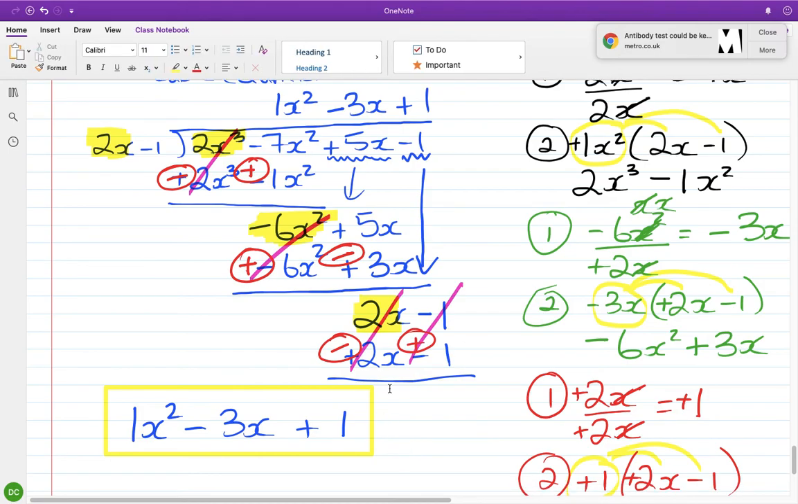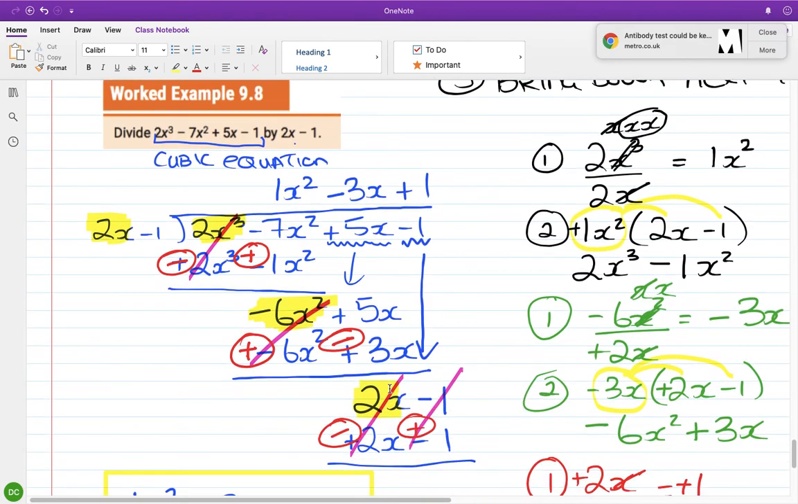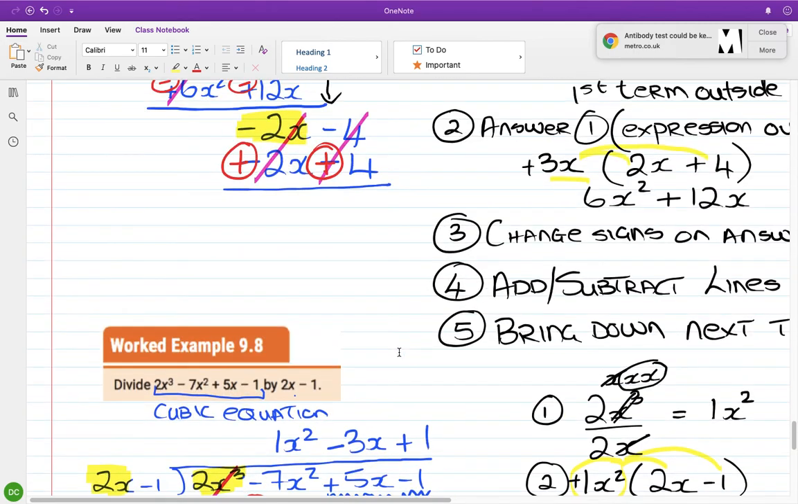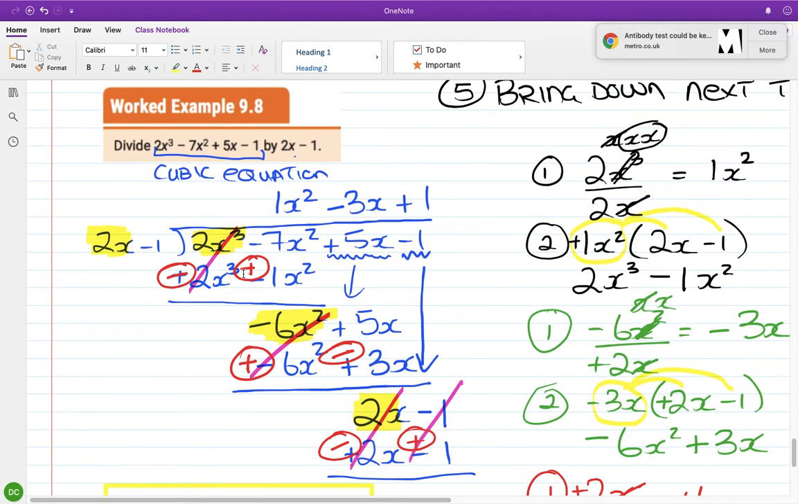Okay, so you probably noticed, but when it's cubic, we get an extra layer, I suppose. So we had to do the whole process 3 times, as opposed to up here, where we only had the first bit and the second bit, so 2 layers. Whereas up here you have 1 layer, 2 layers, 3 layers, because it's cubic. So you get 3 layers to the sum.